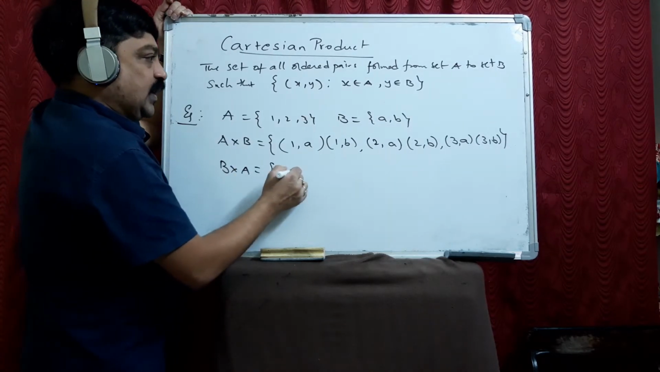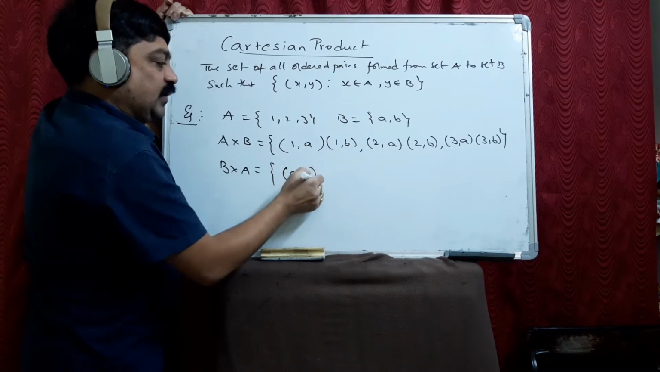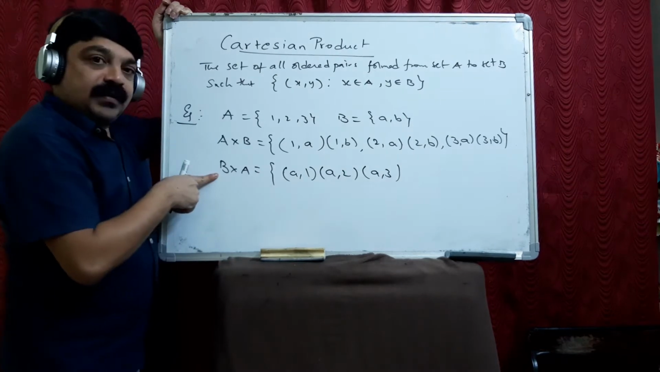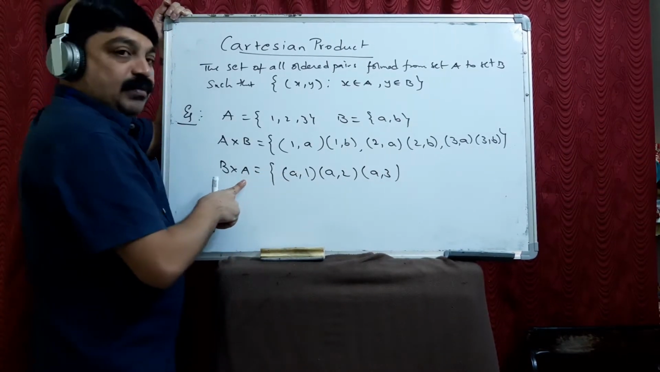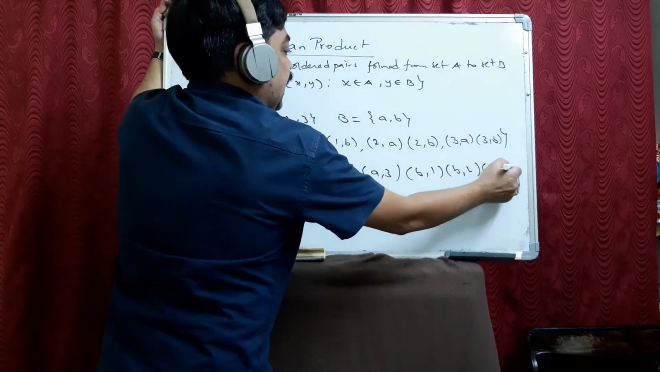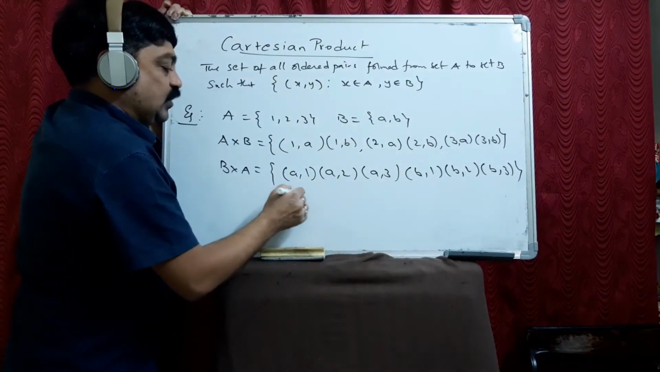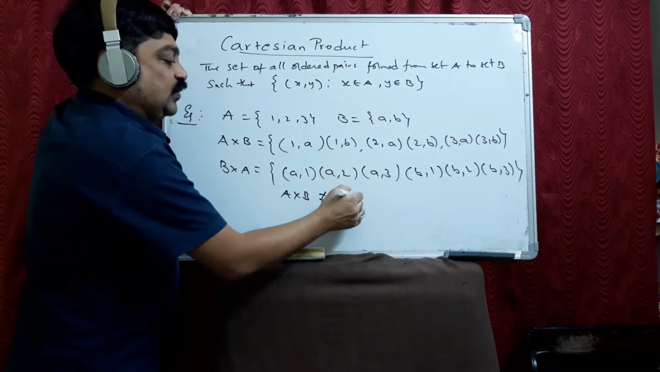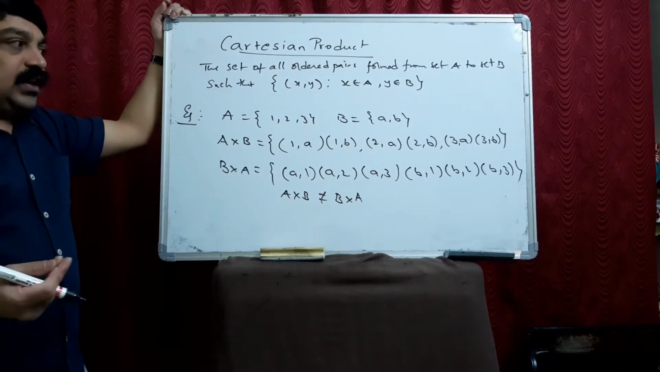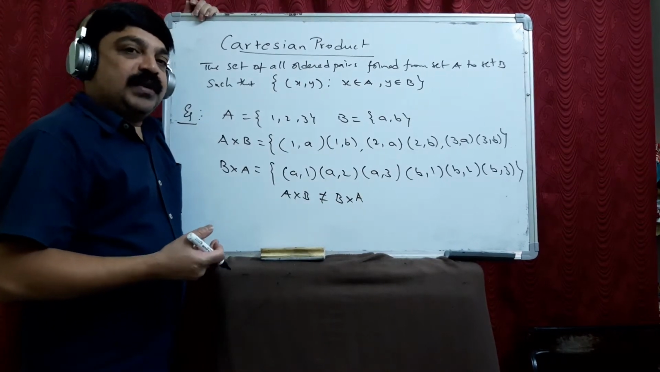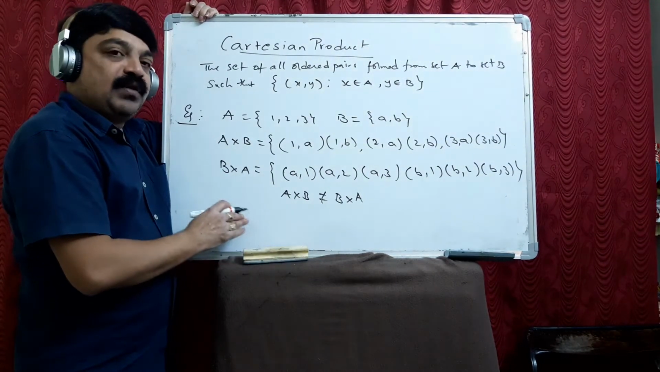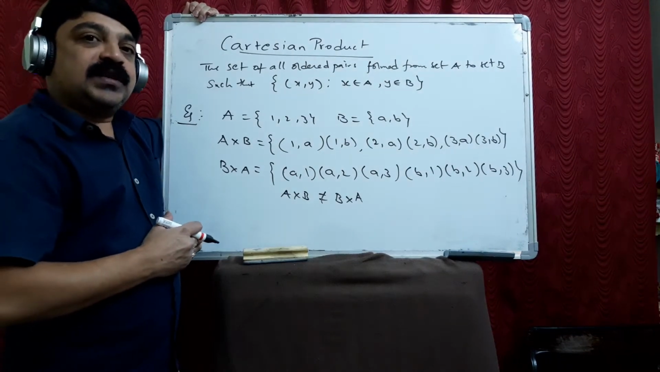How does it look? (a, 1), (a, 2), (a, 3). All the first elements are from the first set, and second elements should be from the second set. Next, (b, 1), (b, 2), (b, 3). And what you can say here is A cross B will never be equal to B cross A. And what is the other note that we can make? How many ordered pairs can you make? The number of ordered pairs in a Cartesian product depends on the number of elements in A as well as in B.